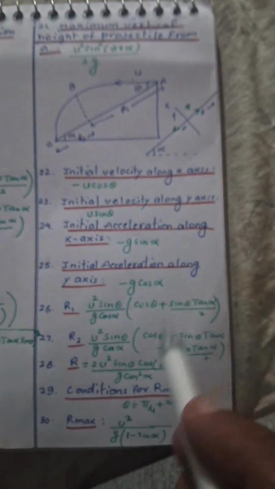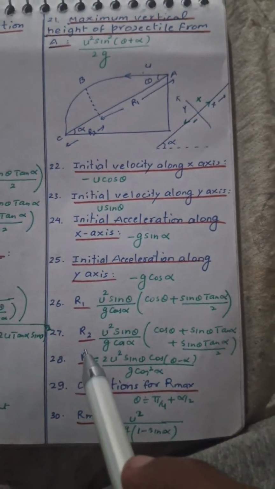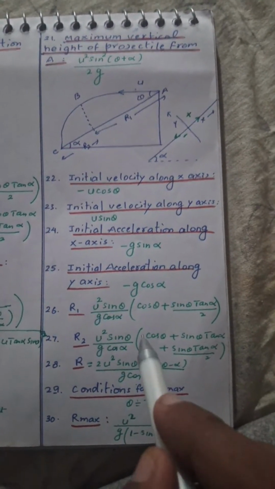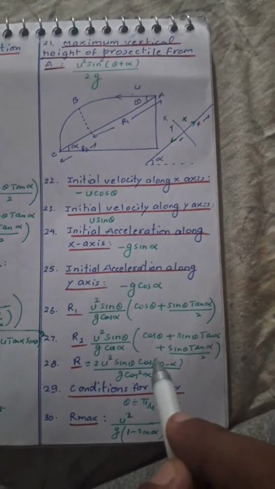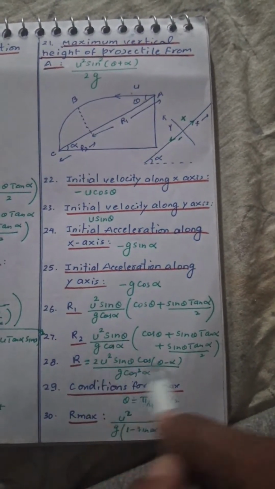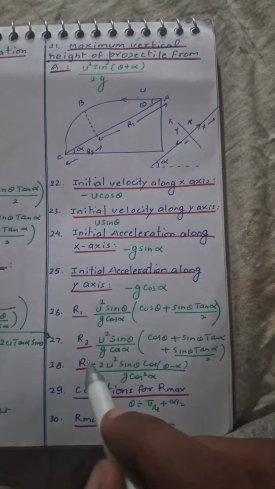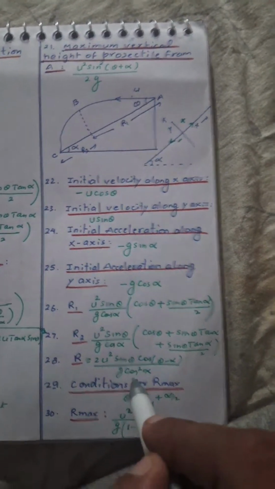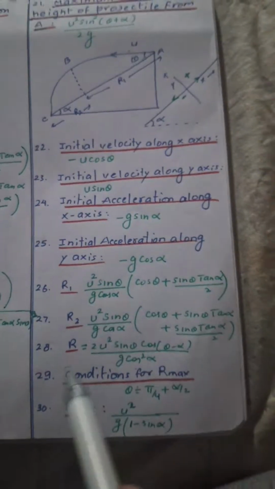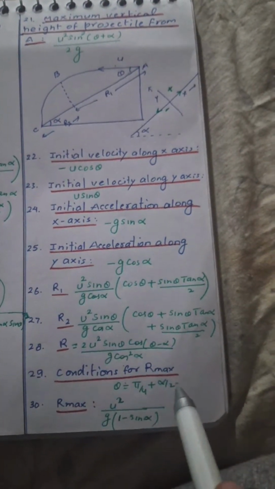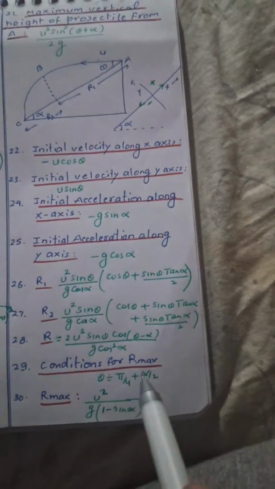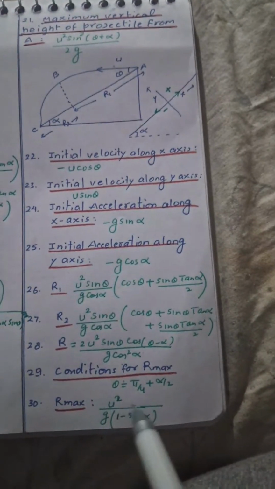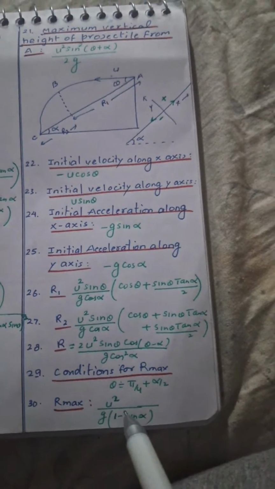Now if we calculate the range R, it comes out to be 2u square sine theta cos theta minus alpha. Just use minus alpha instead of alpha, and you will get the same result. So range here will be 2u square sine theta cos of theta minus alpha by g cos square alpha. And for the condition for R max, replace alpha by minus alpha. So the condition will be pi by 4 plus alpha by 2. And obviously the maximum range will become u square by g into 1 minus sine alpha.